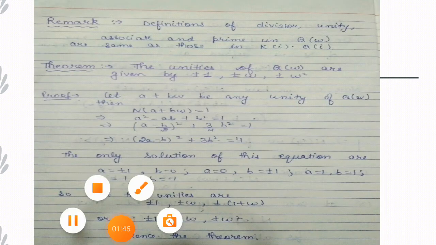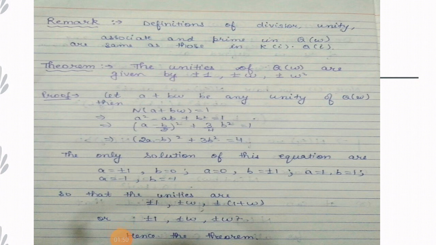Now there are some remarks. Definitions of divisibility, unity, associate and prime in Q omega are the same as those in Q i, that is, Gaussian integers. Now let's take the theorem. The unities of Q omega are given by plus minus 1, plus minus omega and plus minus omega square.